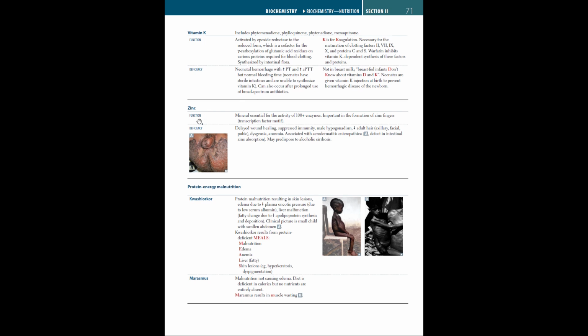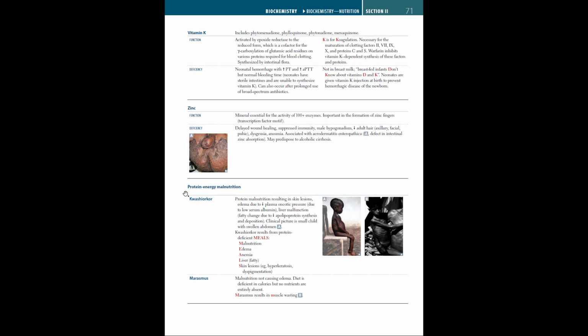Next, we have zinc. And the function of zinc is that it's an essential mineral for the activity of more than 100 enzymes, and is important in the formation of zinc fingers, or the transcription factor motif. Deficiency of zinc leads to delayed wound healing, suppressed immunity, male hypogonadism, decreased adult hair, axillary, facial, and pubic hair, dysgeusia, and anosmia, associated with acrodermatitis enteropathica, which as you can see in this picture, is a defect in intestinal zinc absorption, and may predispose to alcoholic cirrhosis.